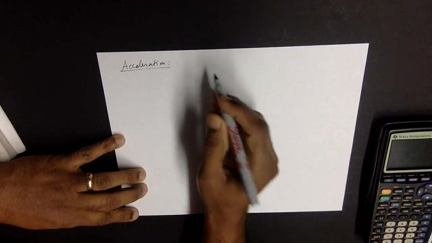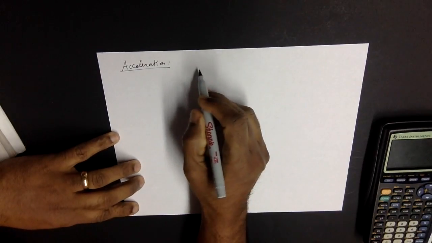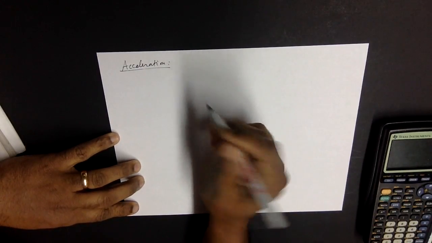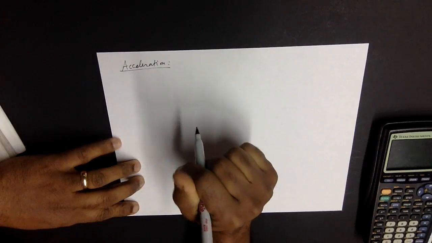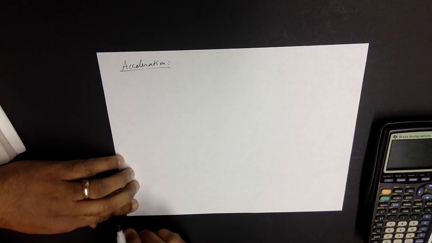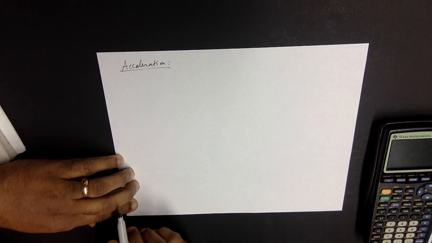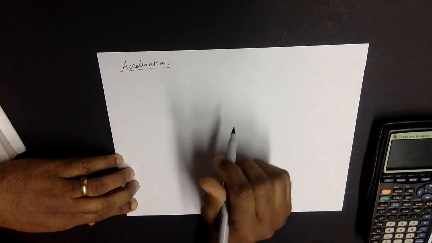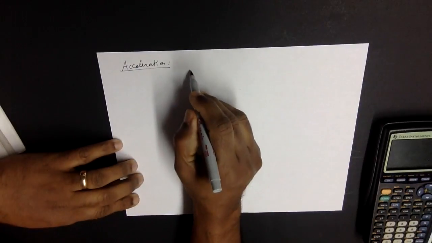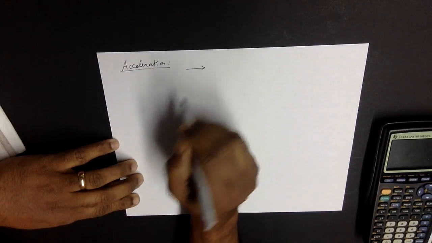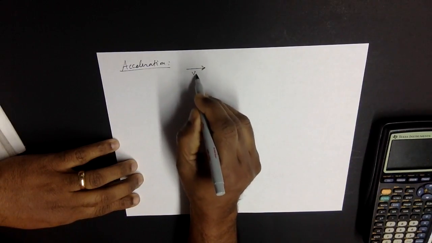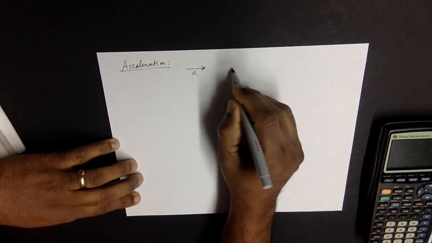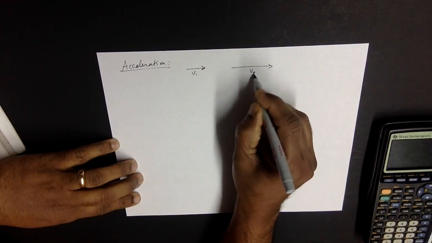You know the difference between speed and velocity by now. Speed is the rate of change of distance, and velocity is the rate of change of displacement. So you can have a velocity, and how do you represent velocities? We use an arrow mark to represent velocity. So that is velocity v1, and that is velocity v2.